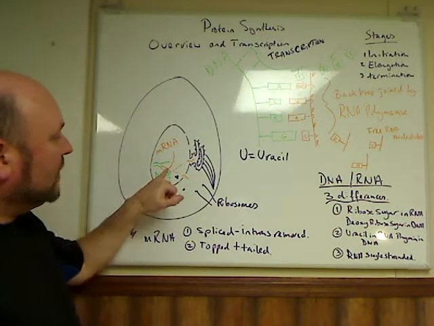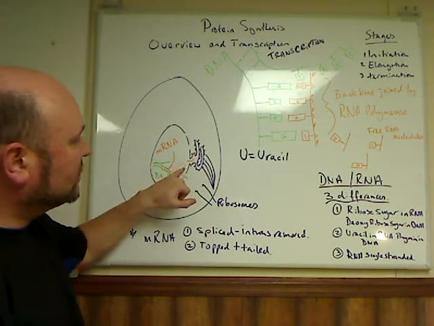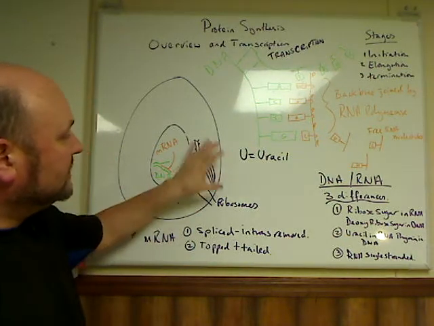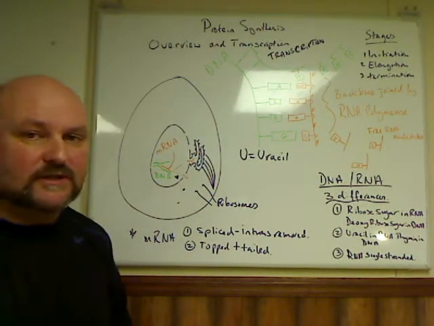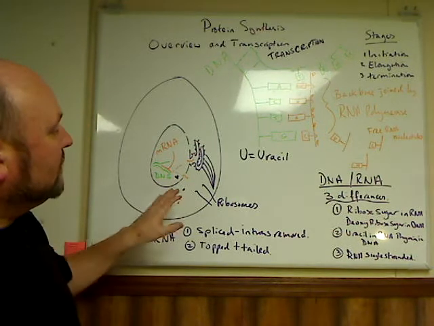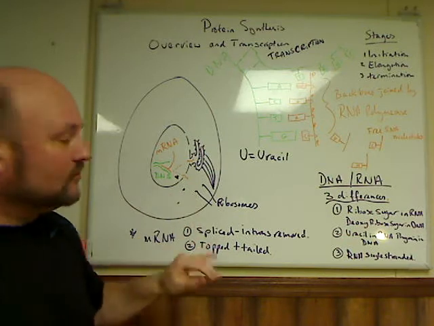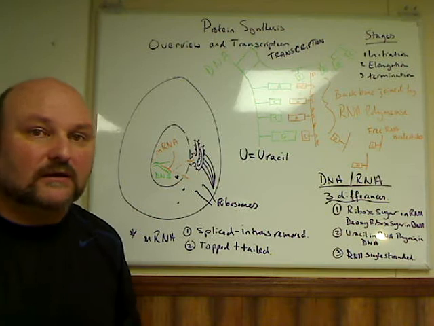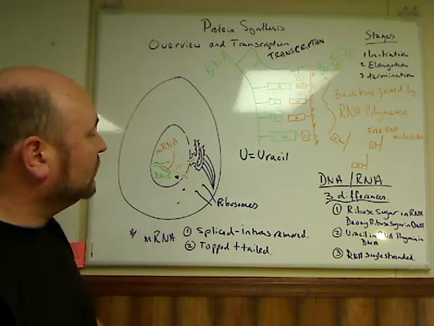Now this messenger RNA needs to be slightly changed before it can leave the nucleus and enter the cytoplasm or the rough endoplasmic reticulum, depending on what the protein will eventually do, because it can't be translated into a protein until it leaves the nucleus, because the ribosomes that are going to do it live and work outside of the nucleus.